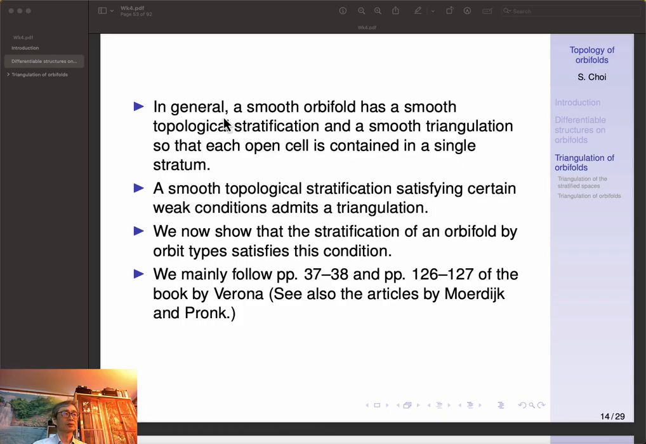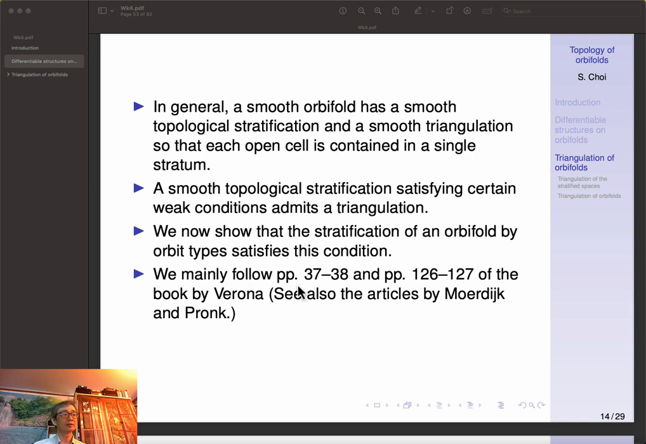Okay, so let's talk about the triangulation of orbifolds. In general, a smooth orbifold has a smooth topological stratification and a smooth triangulation, so that each open cell is contained in a single stratum. A smooth topological stratification satisfying certain weak conditions admits a triangulation. So we will show that the stratification of an orbifold by orbit type satisfies this condition.